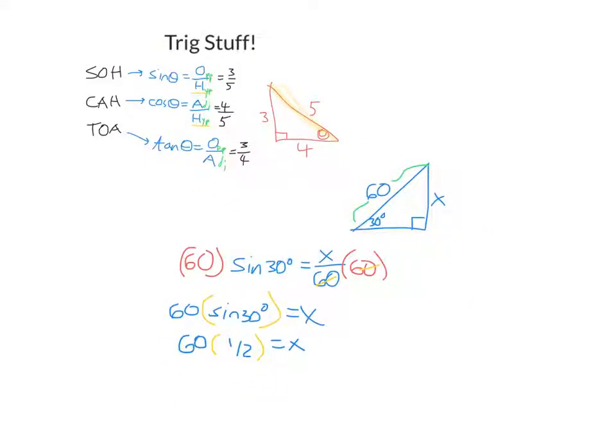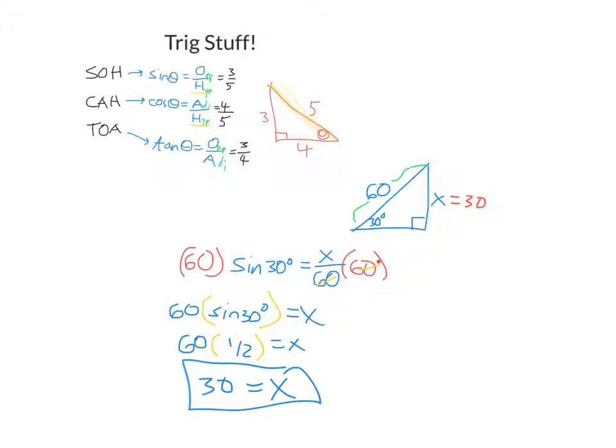And yeah, so we have x equals 30. So this length right here is 30. Not 30 degrees, but 30 units of length. This is 60 units of length. This is an angle measurement called 30 degrees, okay? So that's an example of how to use trigonometry to figure out some unknown side length, okay?